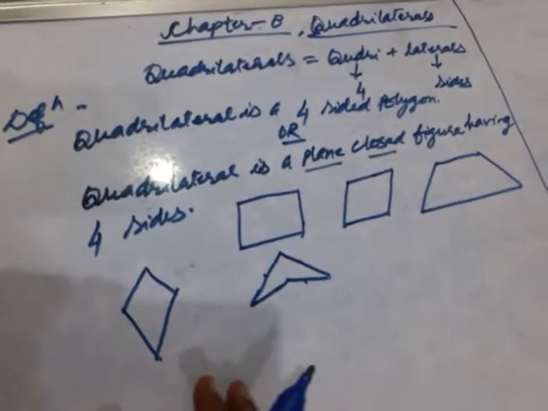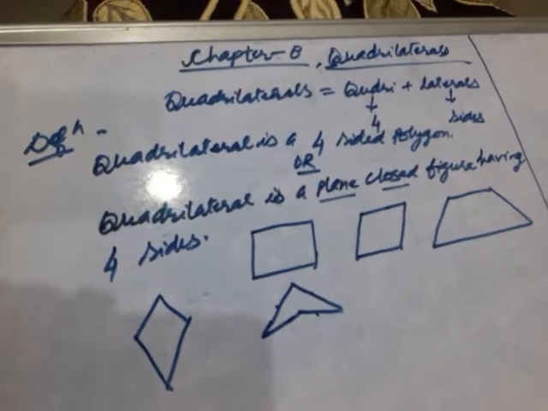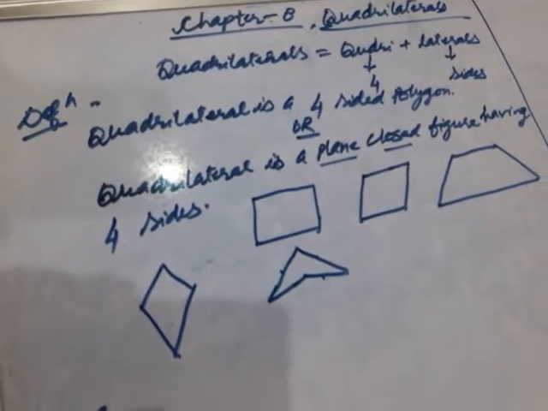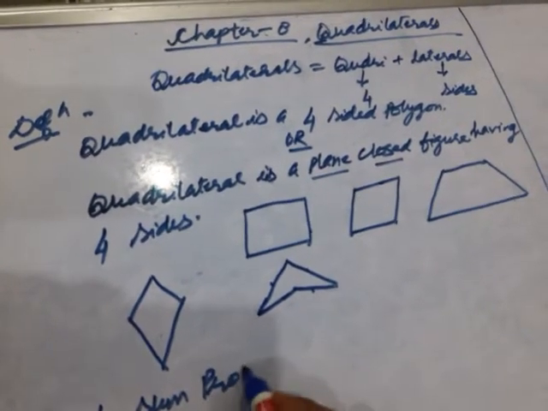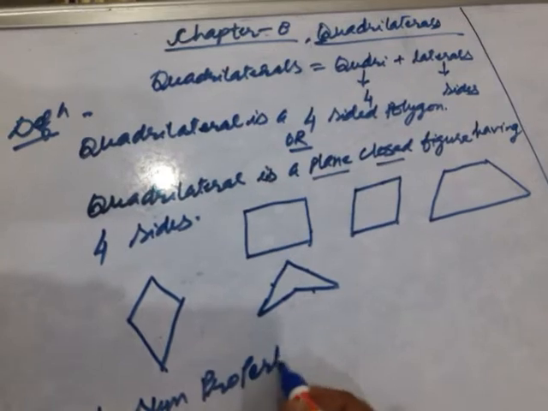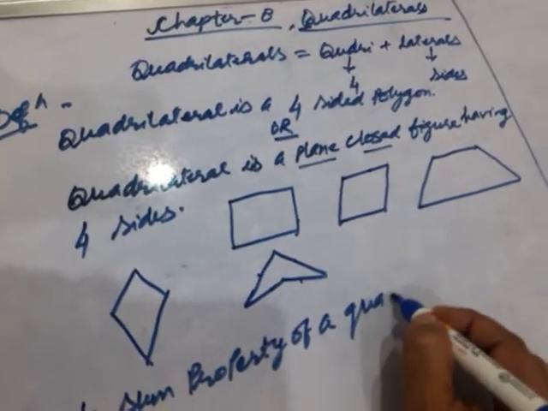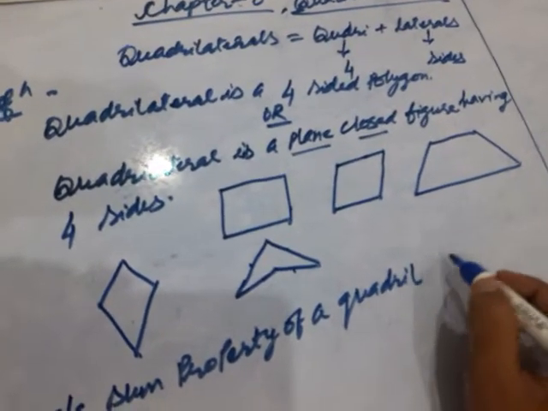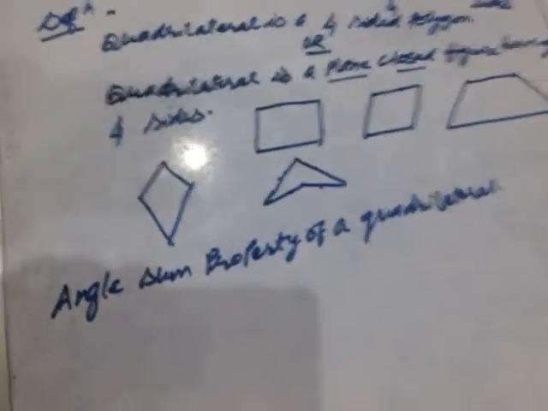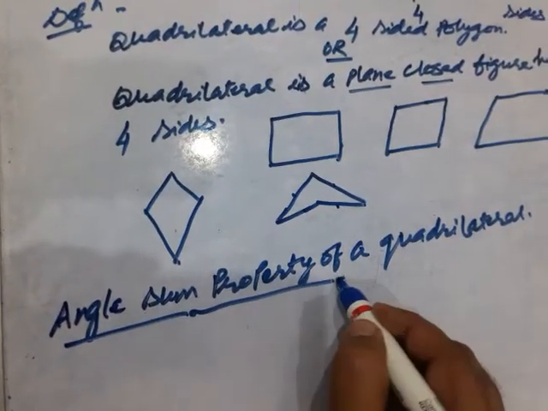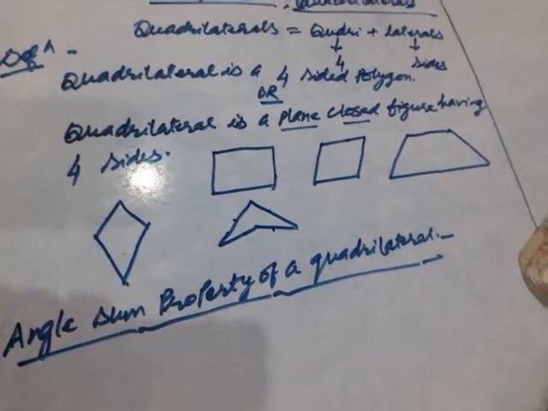Now, children, what is there? That is the angle sum property of a quadrilateral. What is the angle sum property of a quadrilateral? The sum of the angles of a quadrilateral is 360.